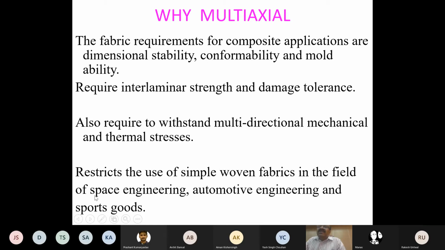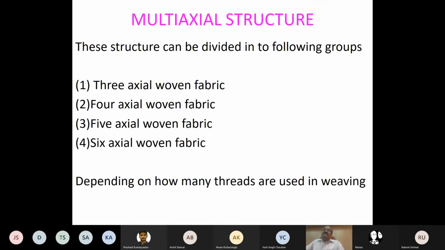That's the point written in the last. Because of these drawbacks, it restricts the use of simple woven fabric, which are converted to composite material for the application of space engineering, automotive engineering, and sports, etc. That's why we go for developing multi-axial fabric.